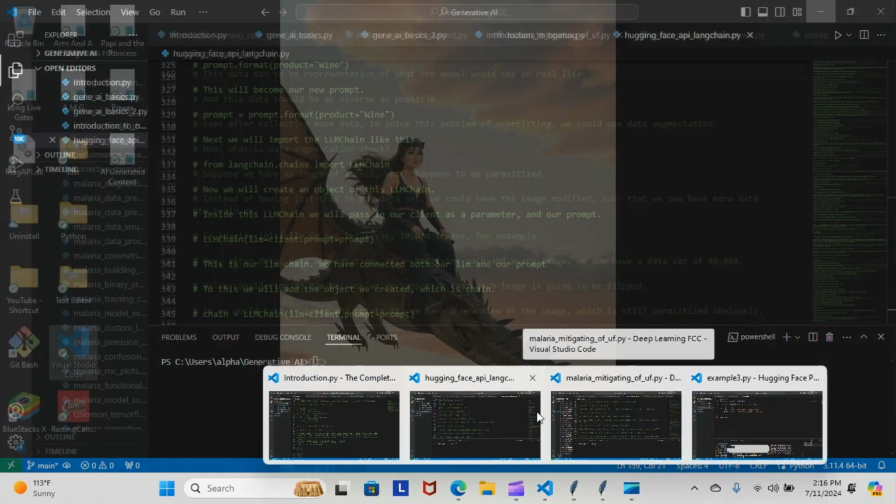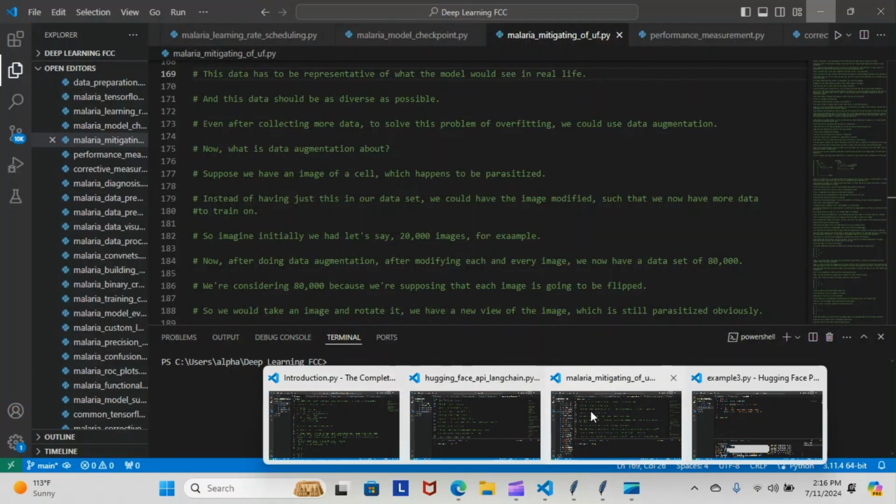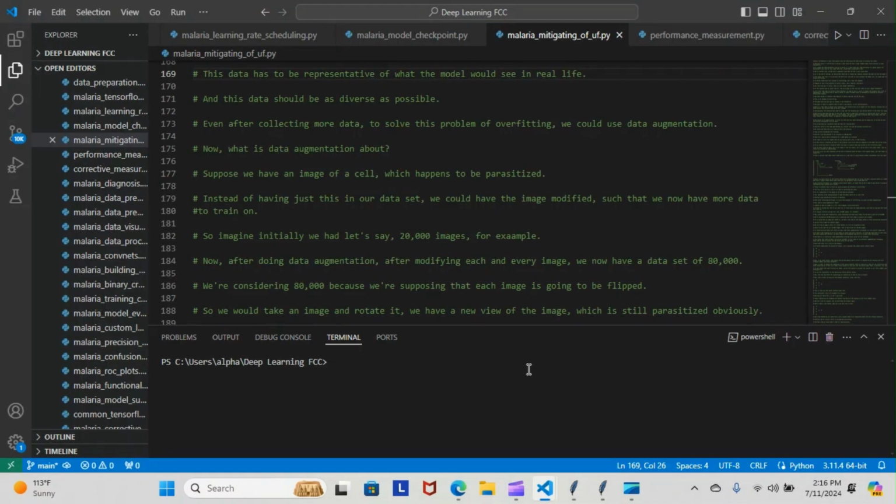Yesterday, you recall we went over some aspects of overfitting and underfitting. We didn't do much reading. It was a bunch of note taking, as it was today. So I'm going to just read a little excerpt from it and then show you something else that we went over today. Now, this data has to be representative of what the model would see in real life, and this data should be as diverse as possible.